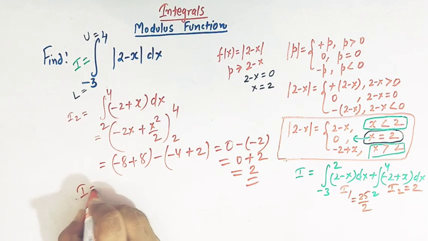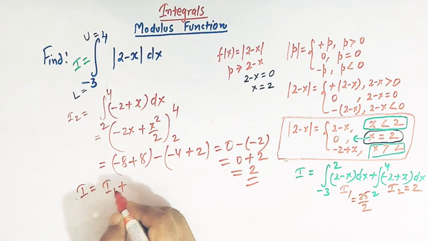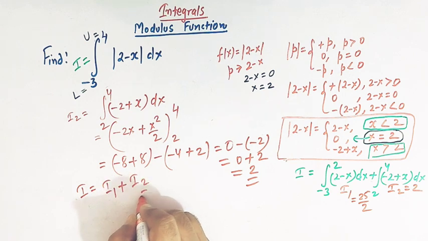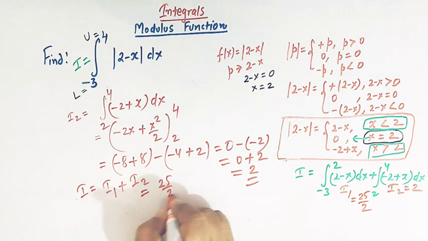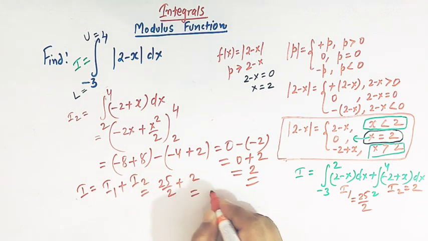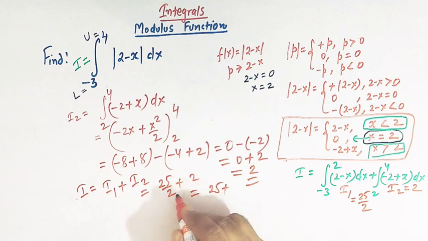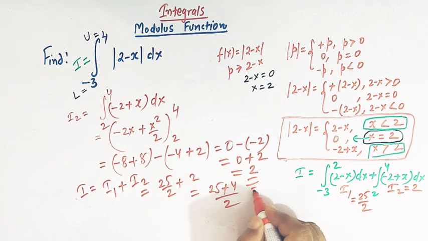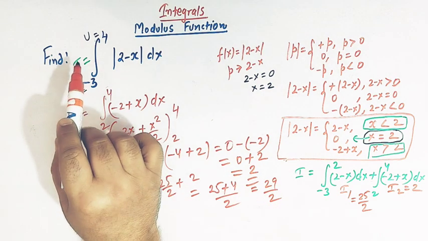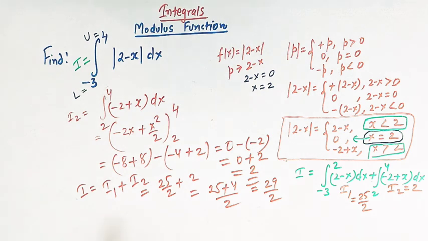So the overall value of I is calculated by summing these two integrals, I1 and I2. So I1 is 25 over 2, I2 is 2. So this is 25 plus 4 over 2. Then we have 29 over 2, right? So viewers, the value of this integral is 29 over 2.